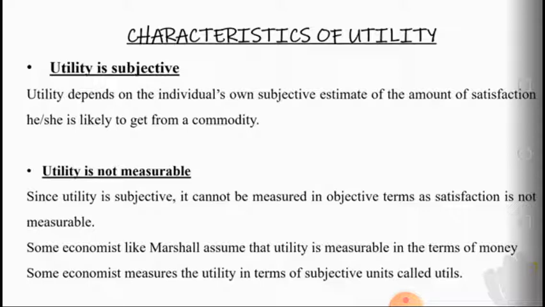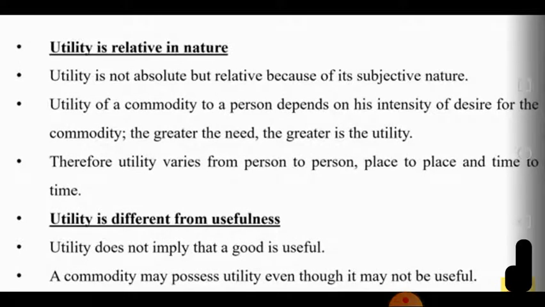He has given an approach that is called the cardinal approach, and under the cardinal approach we assume that utility can be measured in terms of utils. Util is a measuring unit. Similarly, for length, we use units such as meter, kilometer, centimeter, decimeter. Similarly, for measuring utility, we will use the unit called utils, and it can be measured in terms of money.